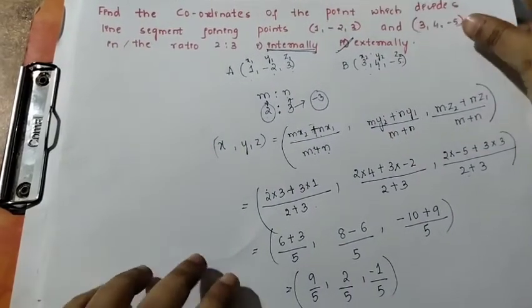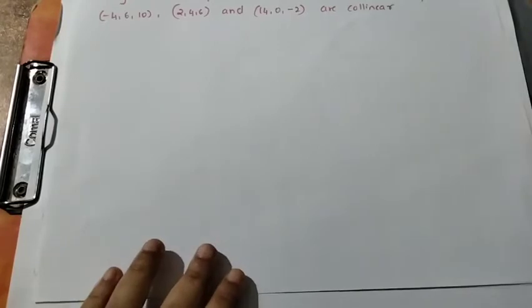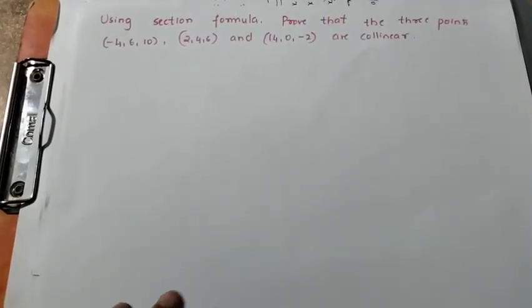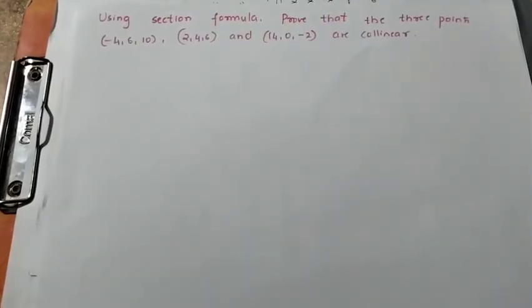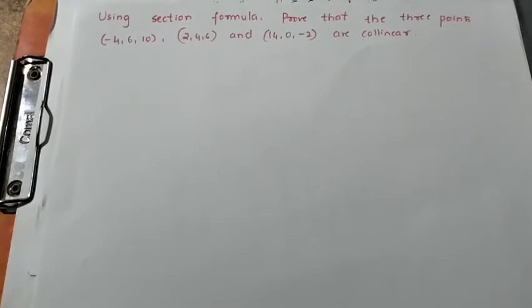Okay. So one more last example I'll teach you. Using the section formula, prove that the 3 points are collinear. You have already seen it in a previous example. By using the distance formula also you can solve it. But if they ask you to prove they are collinear using the section formula, you have to take this approach.